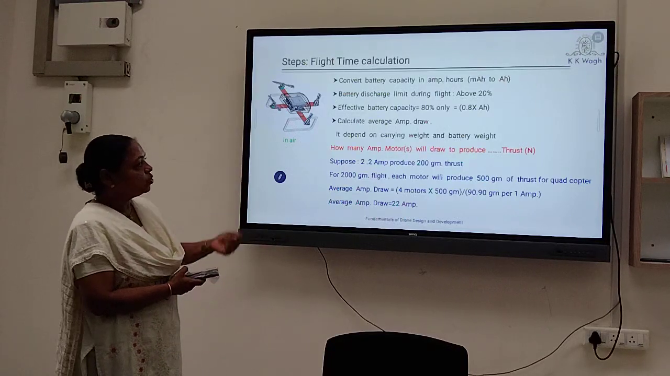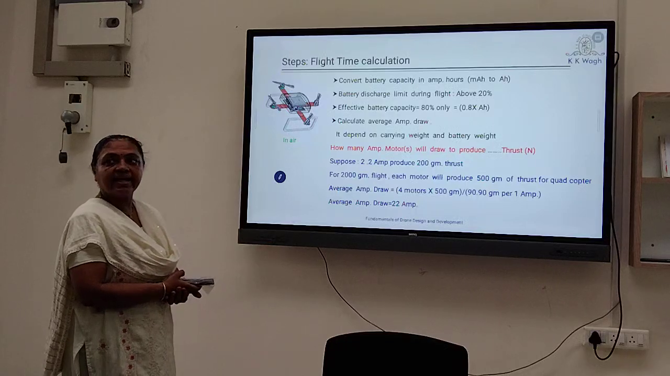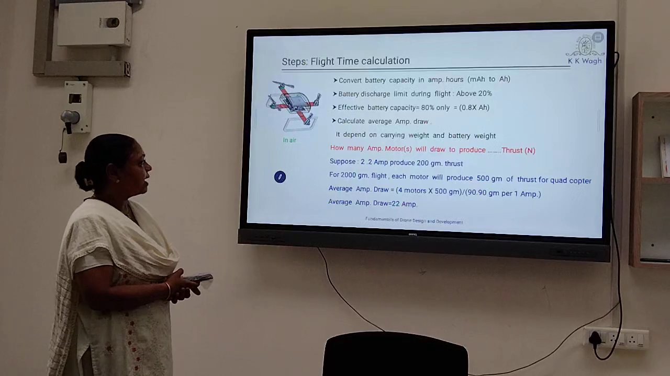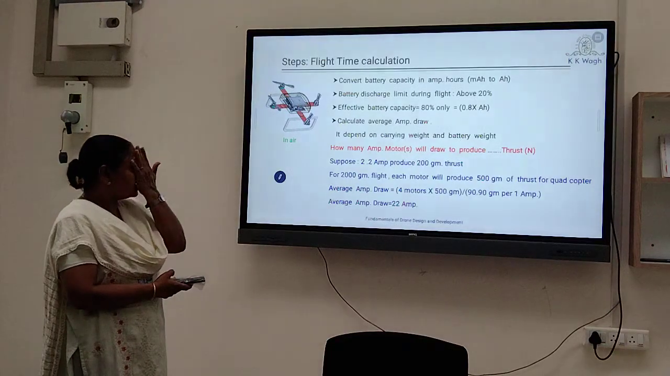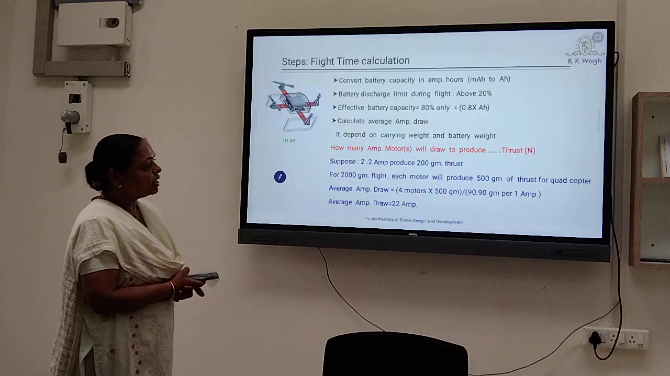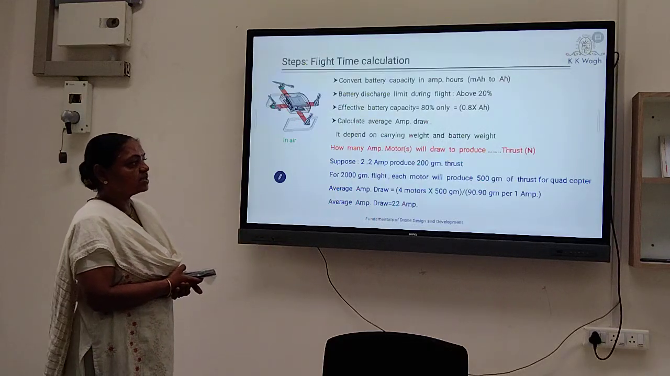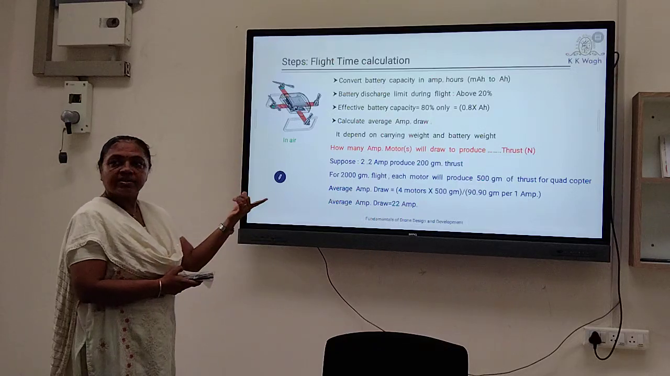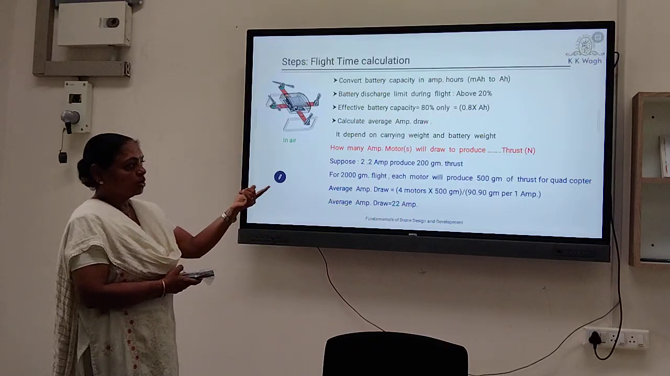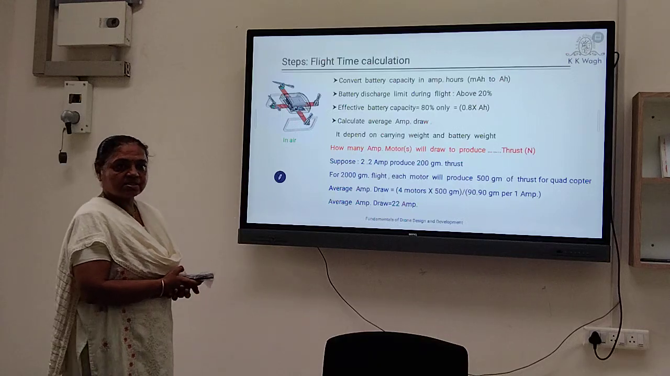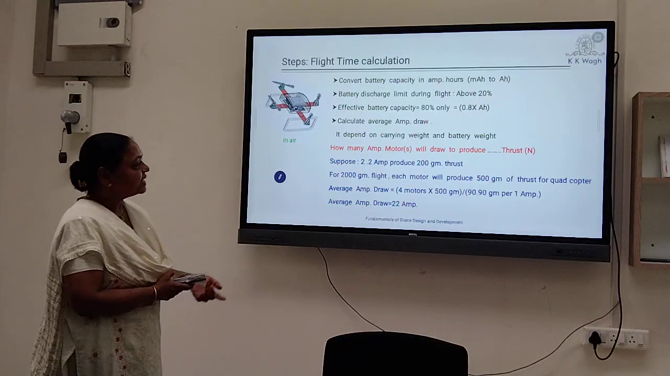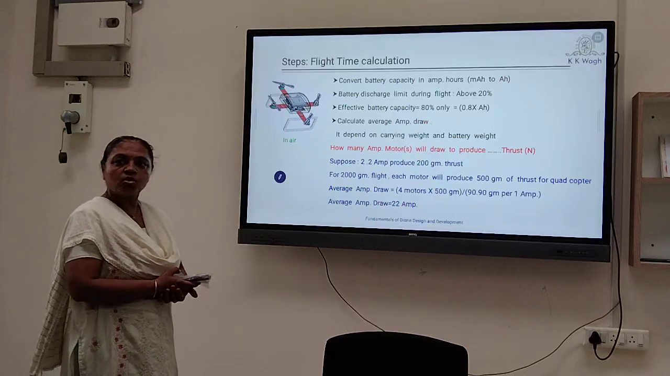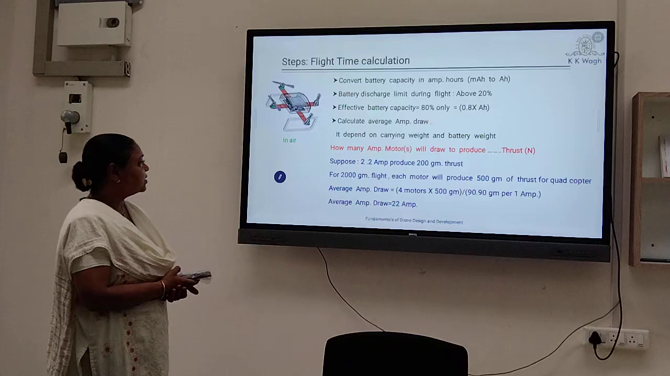Suppose, for example, 2.2 ampere will produce 200 gram thrust. For 2000 gram flight, each motor will produce 500 gram of thrust for a quadcopter. Quadcopter, hexacopter, tricopter are different types of drone. It depends on the number of motors attached. If 4 motors are attached, then it is a quadcopter. If 6 motors are attached, then it is a hexacopter.